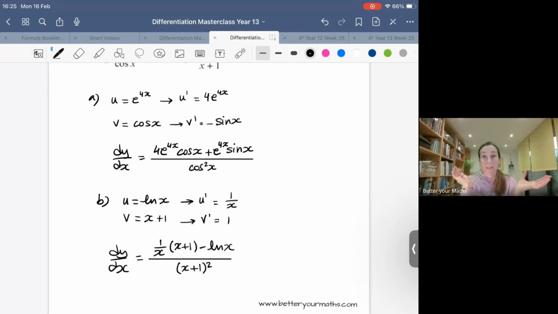So everyone is happy with this? The rule is not difficult. You have it in the formula booklet. The numerator is u, the denominator is v, and then you just differentiate and substitute in the formula. Question, Amelia.